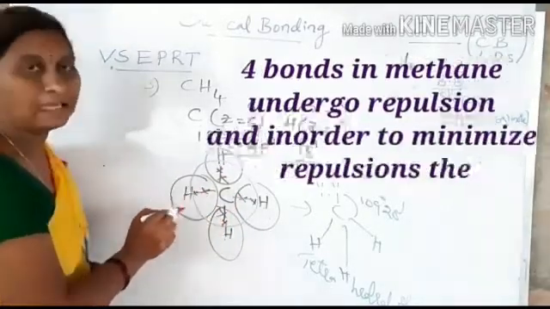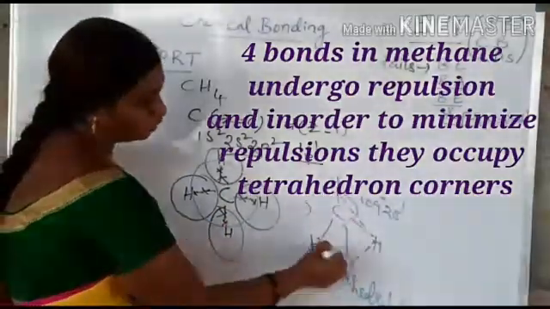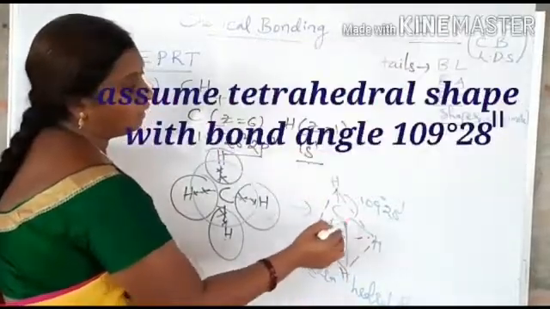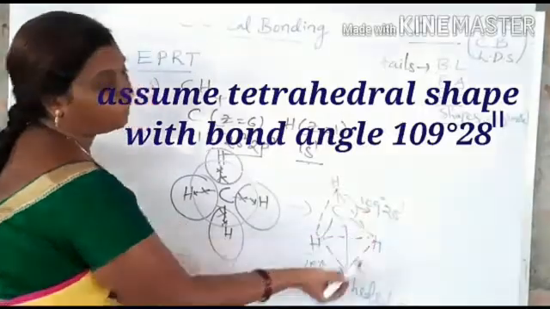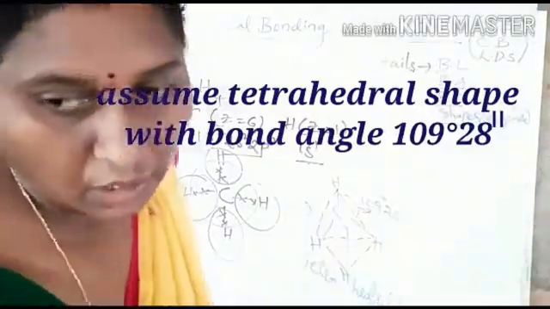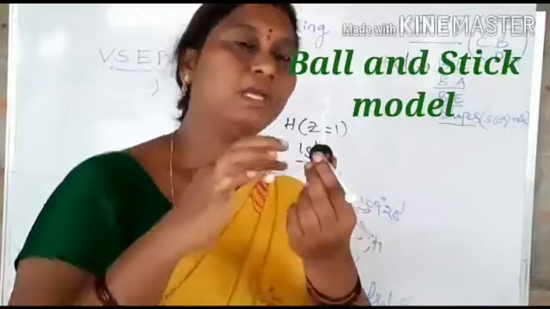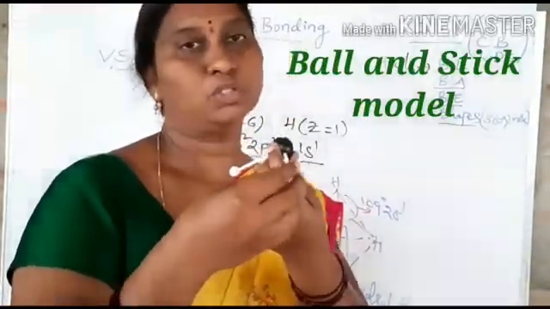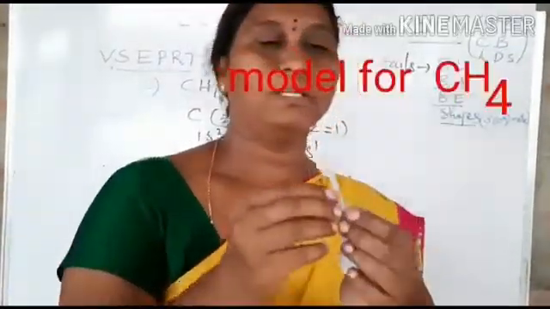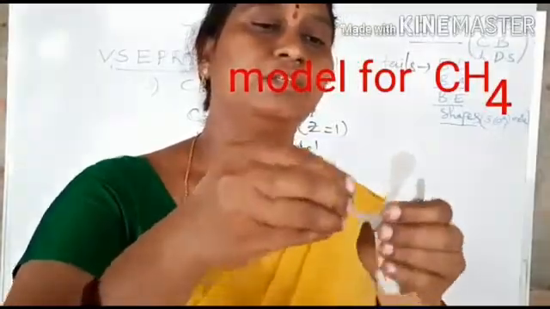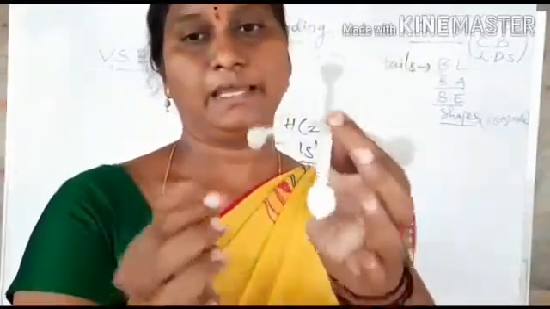And these bond pair electrons, as they are negatively charged, undergo repulsions, and in order to minimize the repulsions, they assume the corners of a tetrahedron with bond angle 109 degrees 28 minutes. So the shape for CH4 is tetrahedral, and the bond angle is 109 degrees 28 minutes. The ball and stick model for CH4 is like this. 2 hydrogens are in the plane, and one is towards you and one is at the back or opposite to you. If they are like this, there is more repulsion, so in order to minimize the repulsion, they assume the tetrahedral shape like this.